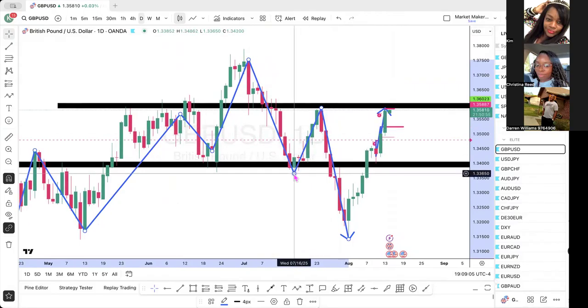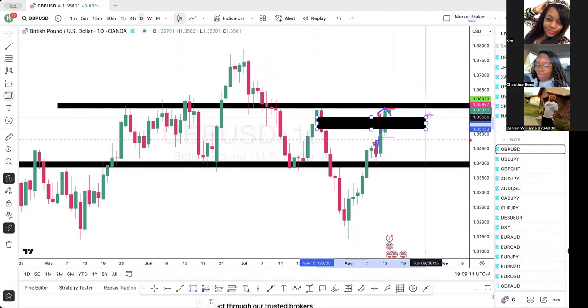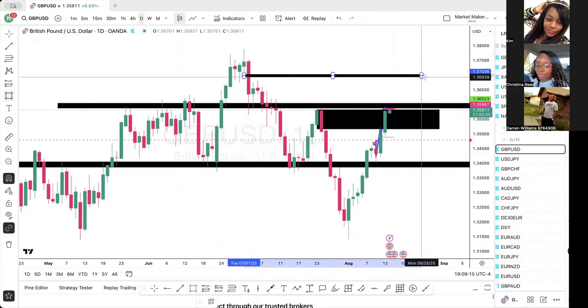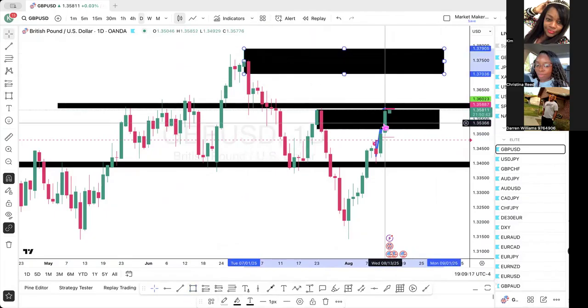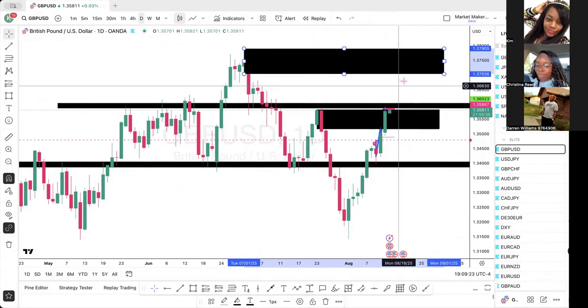Now, remember when I said there are two possibilities for price for me, and I marked up this supply zone, and then I marked up this supply zone. If price breaks above this zone right here, then price is coming up here to this zone.